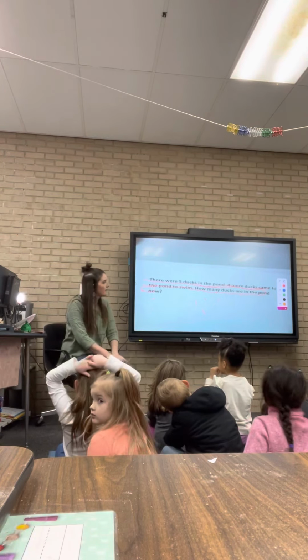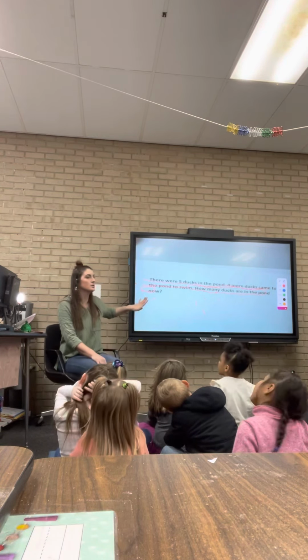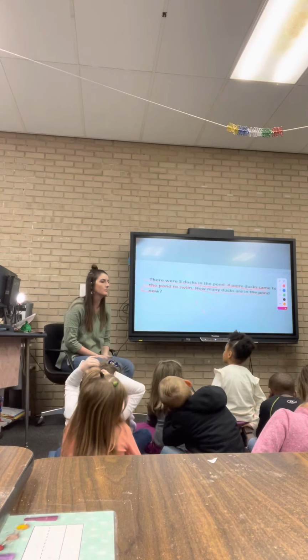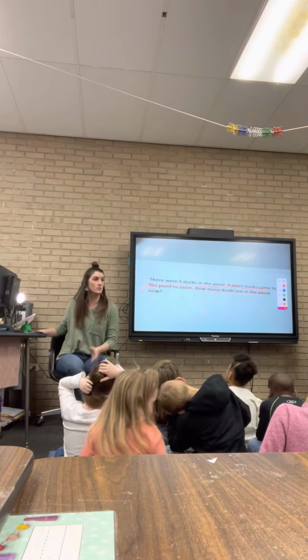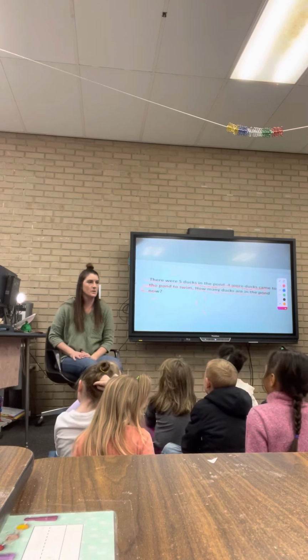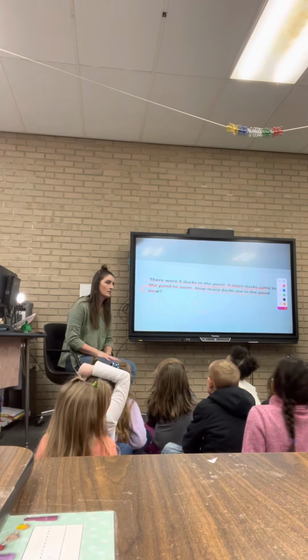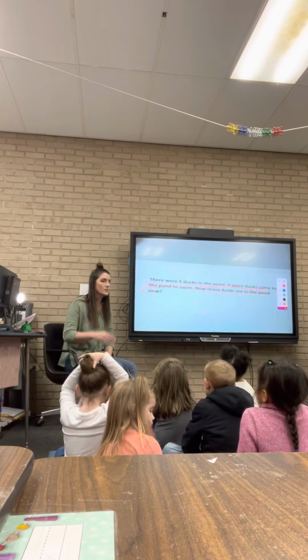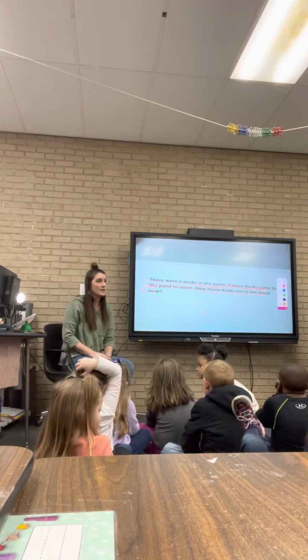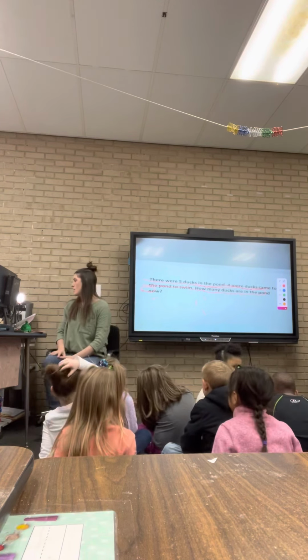Now, I have a question. Do you think, after reading this and doing our cubes, is there another way that we can find out how many ducks are in the pond? No. Is that the only way we can do that math problem? No. What else could we do? How could we do it? We could do it by using images. What else?